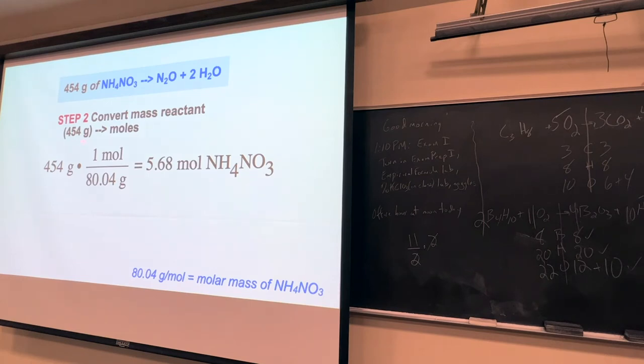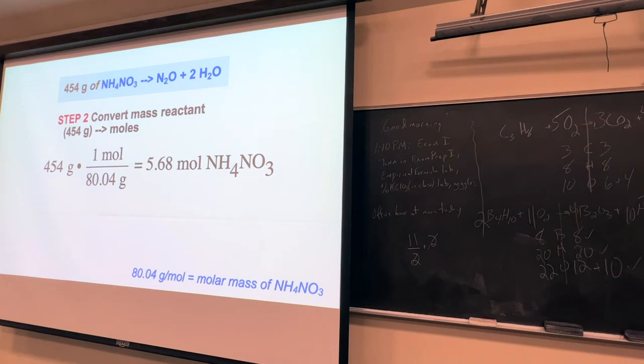So if we have 454 grams, well, grams of ammonium nitrate divided by grams per mole, the grams will cancel out, 3 sig figs, because we're putting 3 sig figs in. This represents 5.68 moles of ammonium nitrate. Okay. Any questions on that?